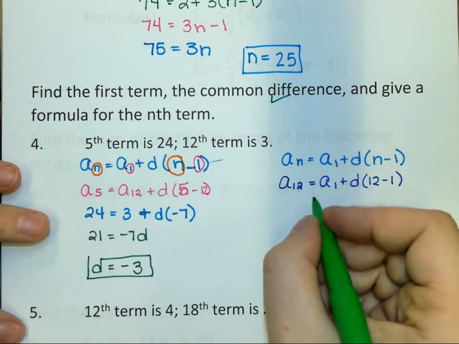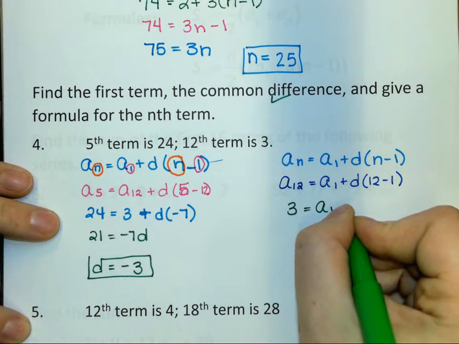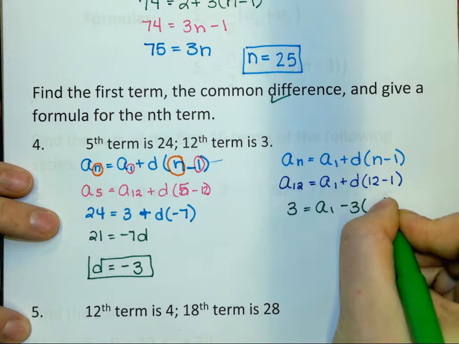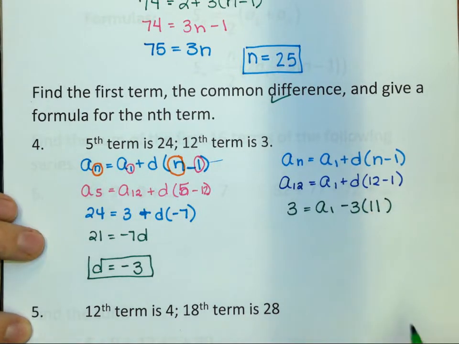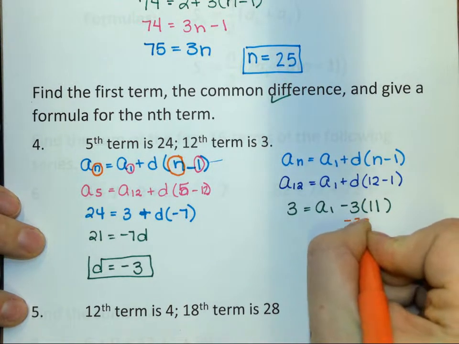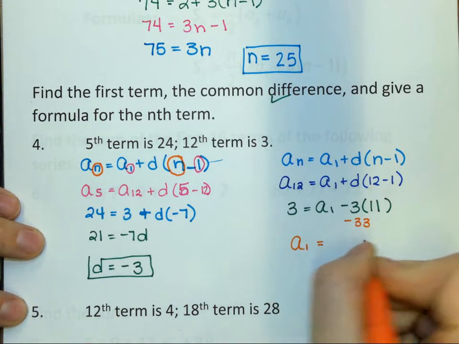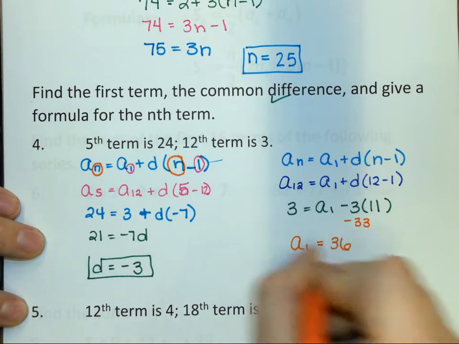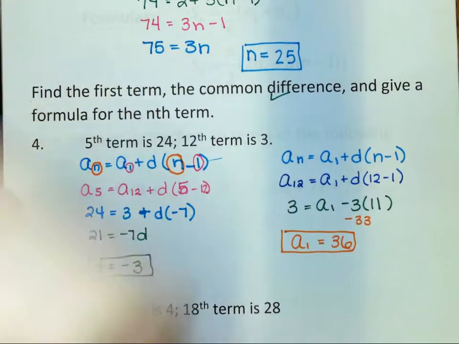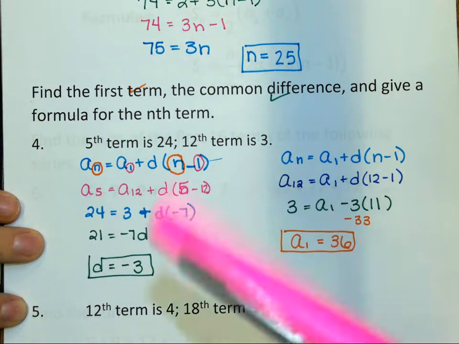What was the 12th term? 3. What was the difference? Negative 3. And 12 minus 1? So I just solve. What is negative 3 times 11? Negative 33. Okay, so how are you going to solve this? Add 33, so the first term is going to be 36. Awesome. We have the difference. We have the first term. Can we write the equation?